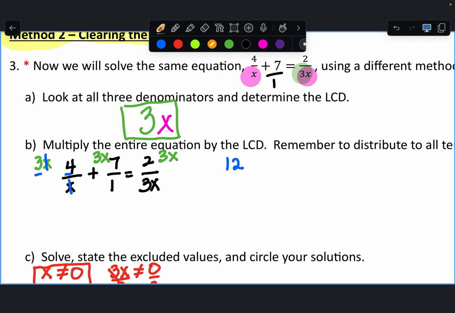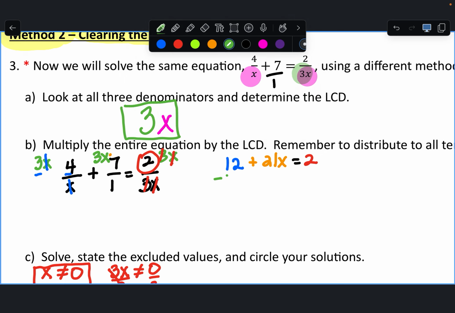Then I'm going to see if anything cancels in this section. It doesn't. So 3x times 7 is a 21x. Equals. Next section, the 3's cancel, the x's cancel. The only thing you have left is a 2. And that's in a much easier equation to solve. Y'all know how to solve these.